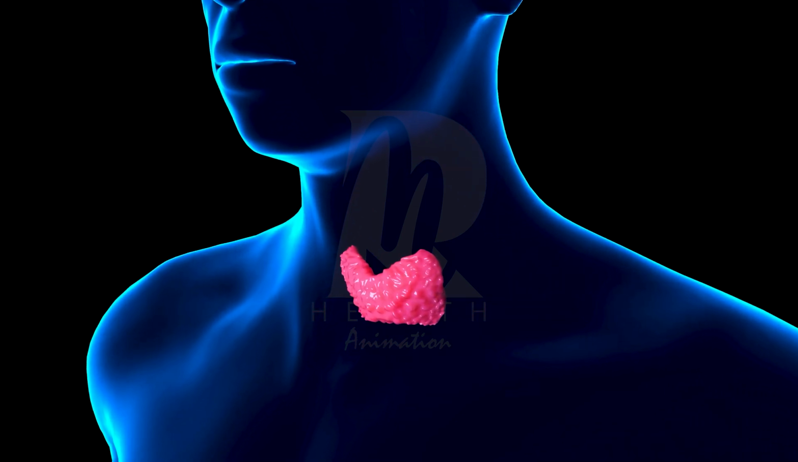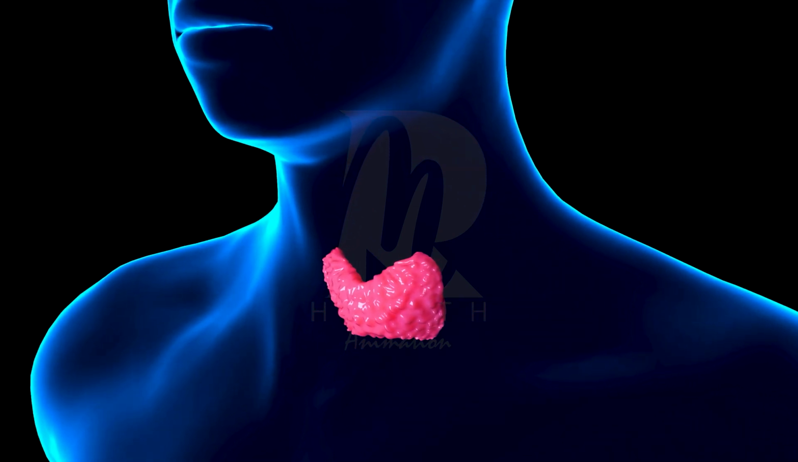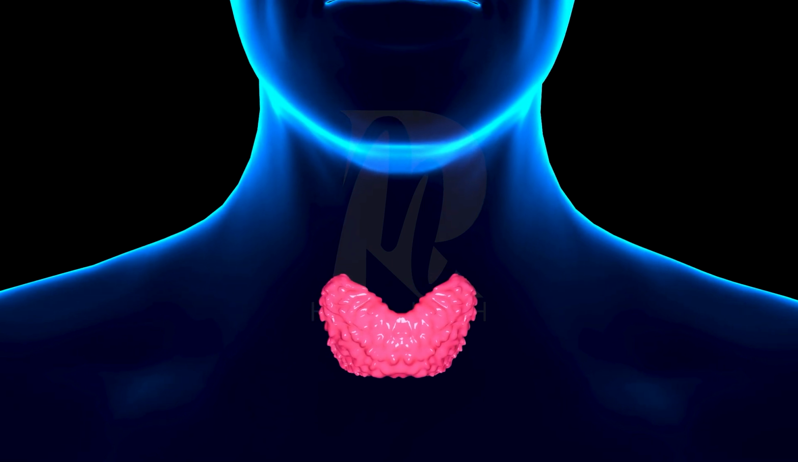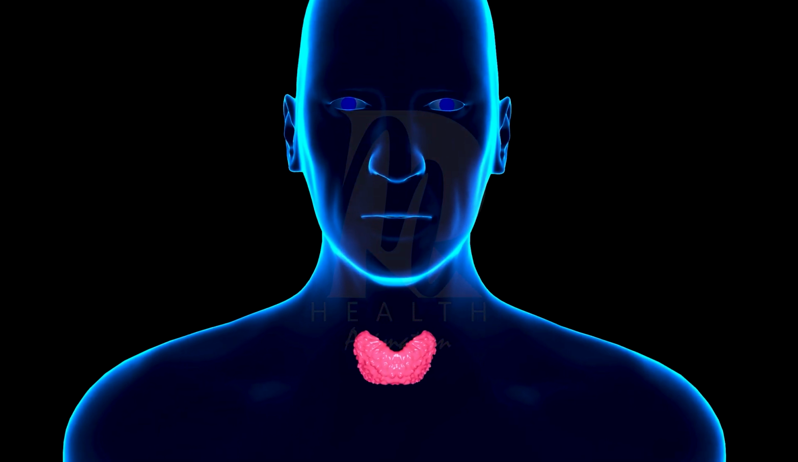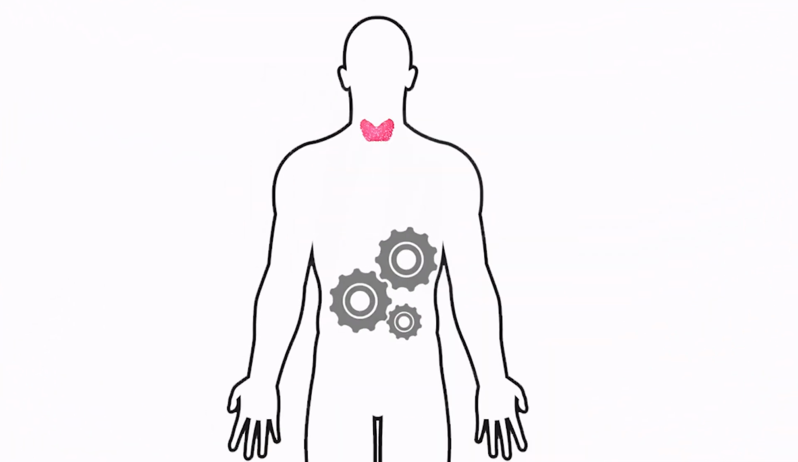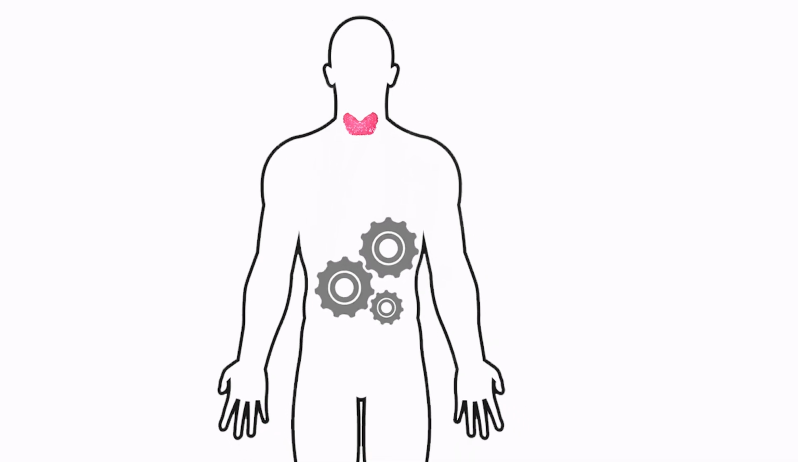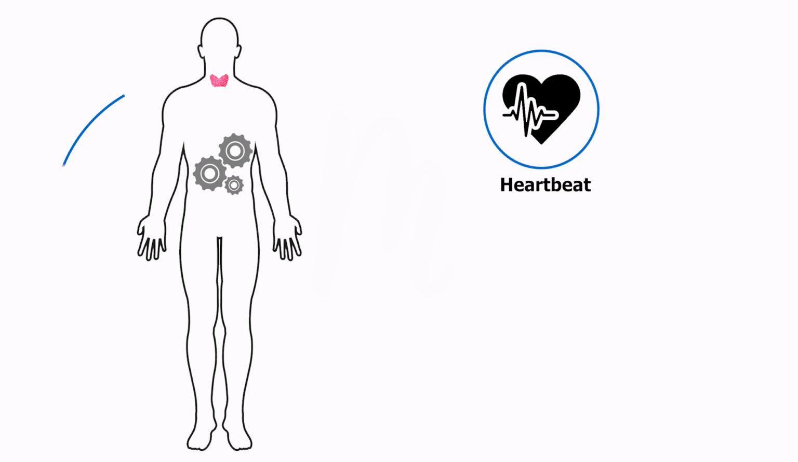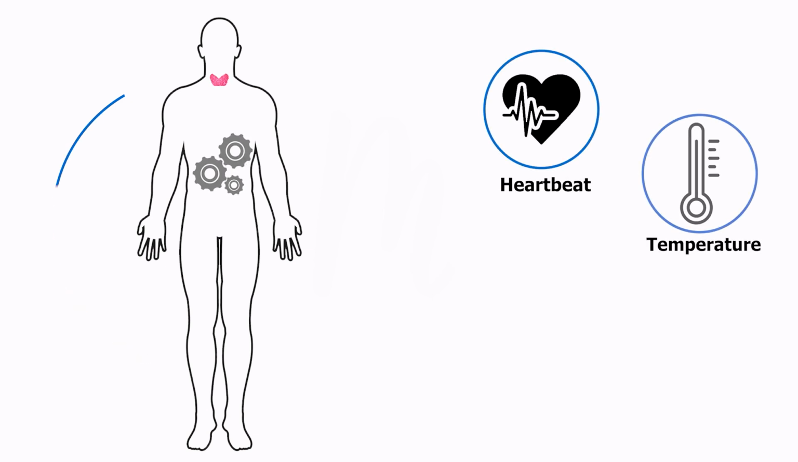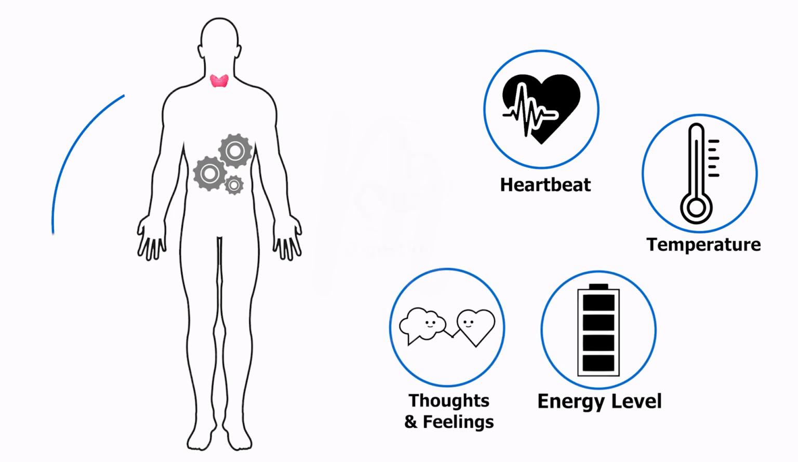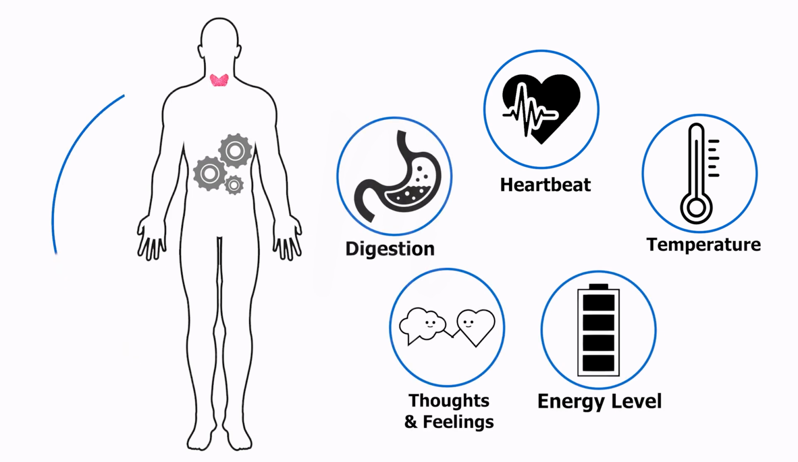Did you know that in your neck, there's a tiny but powerful organ? The thyroid gland is a small butterfly-shaped gland located at the base of your neck. Even though it's small, the thyroid has a big job, making sure all the cells in your body are working properly. It influences your heartbeat, keeping your pulse steady, maintains your body temperature, affects your energy levels, shapes your thoughts and feelings, and even plays a role in digestion.